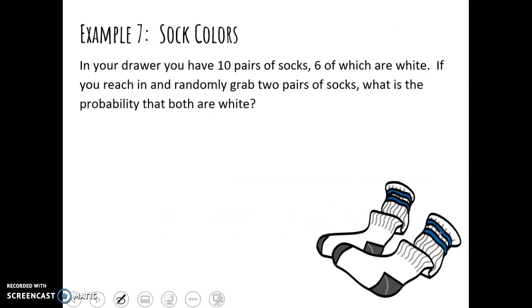All right, here's another example. You can pause it if you want and see if you can work it out on your own, and then we'll go over the answer when you come back.